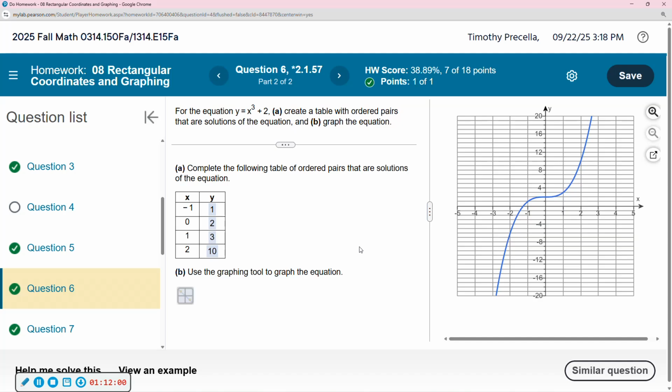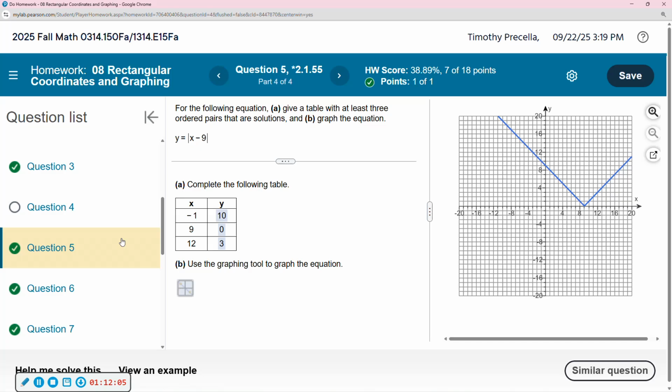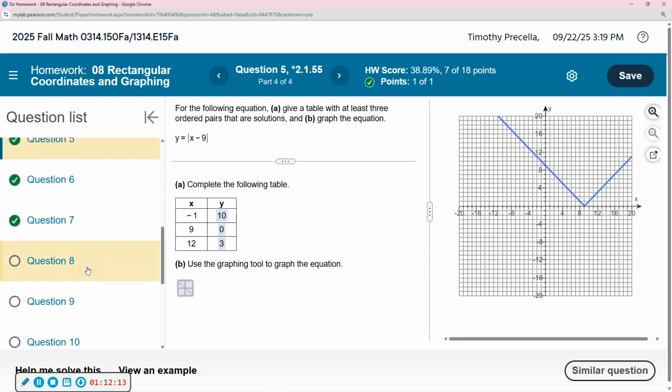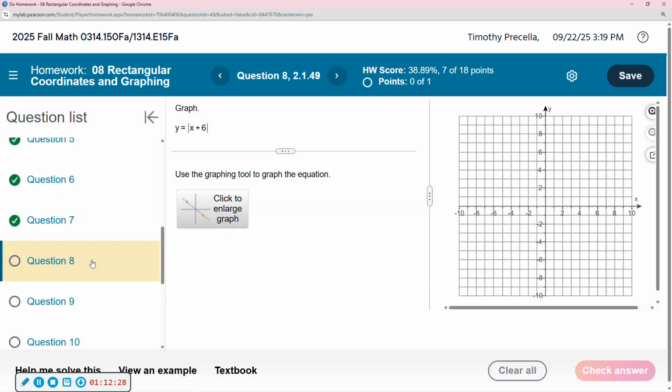Okay. Oh, did I say next question? Oh, I didn't mean that. These absolute values are the trickiest. I'm skipping down. When you're making these assignments, there's a little thing where you say, and it sorts it the way Pearson thinks it should be done. That's why I'm jumping all around. How I want to do it isn't the way they had it sorted. Okay? So problem number 8.